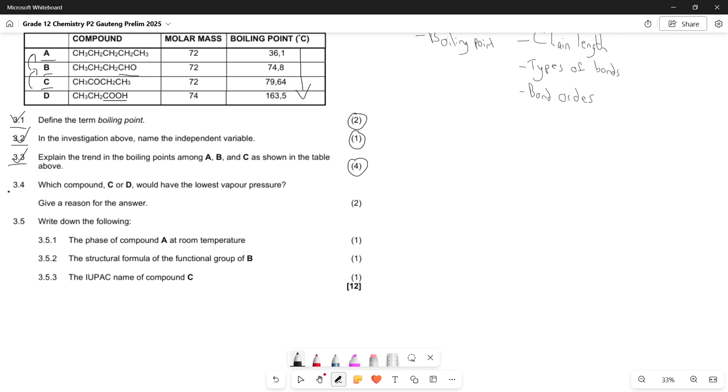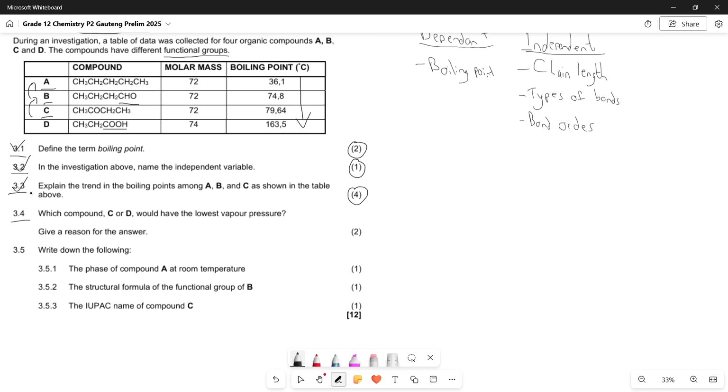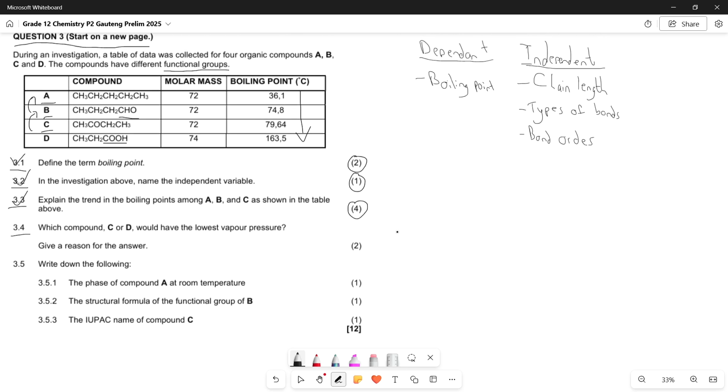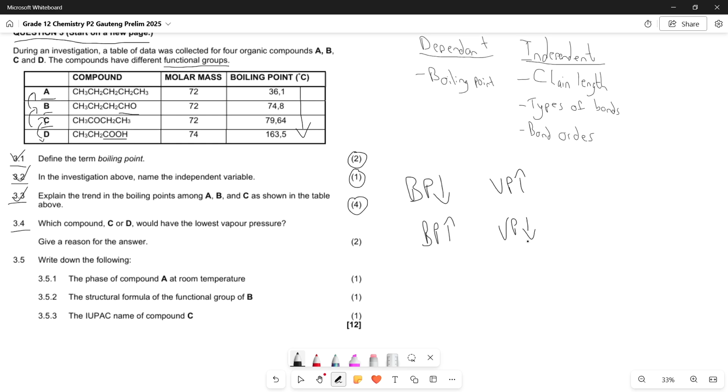And then 3.4 says, which compound, C or D, would have the lowest vapor pressure? Give a reason for the answer. So we're looking at the lower vapor pressure between C and D. Something to note is that boiling point and vapor pressure are inversely proportional, which means if boiling point goes down, vapor pressure goes up. If boiling point goes up, vapor pressure goes down. This is just something we have to know.